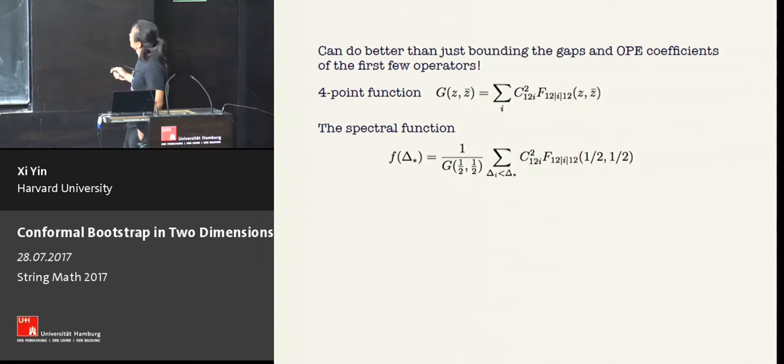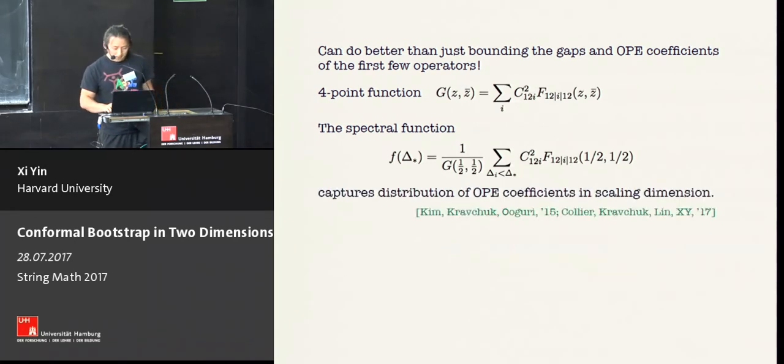I evaluate this at the crossing invariant point, z equals a half. That's entirely for technical convenience. Now, this is some arbitrary definition. It's not terribly impressive. But I just want to note that if you know the spectral function as a function of delta star, you know the distribution of OPE coefficients in a given operator product expansion. Okay. Now, this is just a trivial definition.